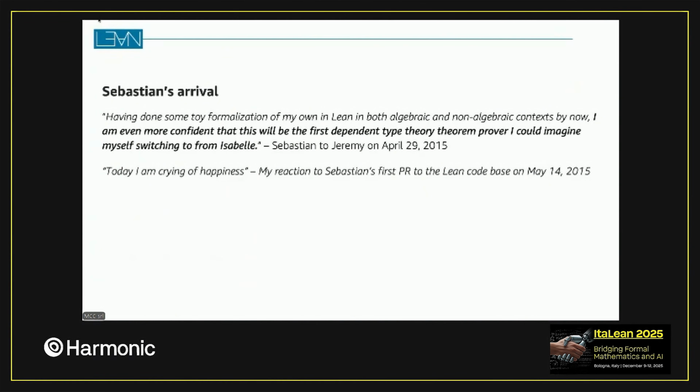Then during this course, I forgot about this message. But Jeremy has this message where he communicates with Sebastian, where in my excitement after that, Sebastian sends a message saying, I'm even more confident that this is the first dependent type theory prover. I could imagine myself switching from Isabelle. And we said, wow, it's less than 2 years. We convinced these German students to use Lean. It was great.